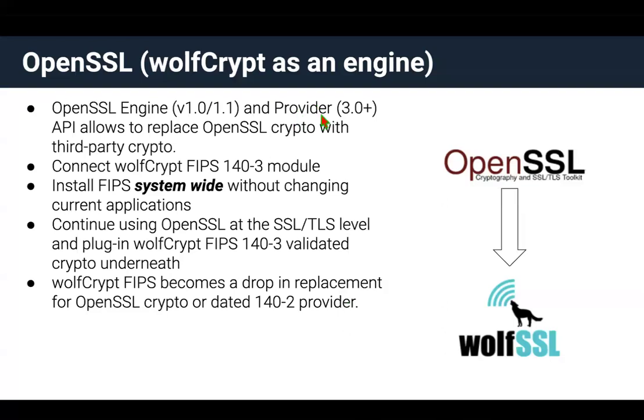And they have the same thing with the OpenSSL 3.0 Plus. It's now called a provider instead of an engine, and we have an implementation of each. So you can plug in our FIPS certified crypto underneath OpenSSL, and then anything that's consuming OpenSSL on your system will be using the wolfCrypt FIPS certified crypto underneath.